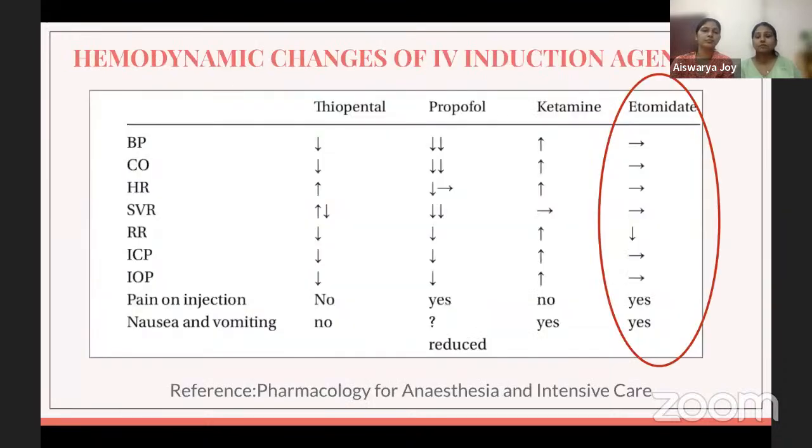This is a table comparing the hemodynamic effects of IV injection agents. As we already said, etomidate causes minimal change in BP, cardiac output, and heart rate, while thiopentone and propofol cause a decrease in BP, cardiac output, and heart rate, while ketamine increases them due to its sympathetic nervous system stimulation.